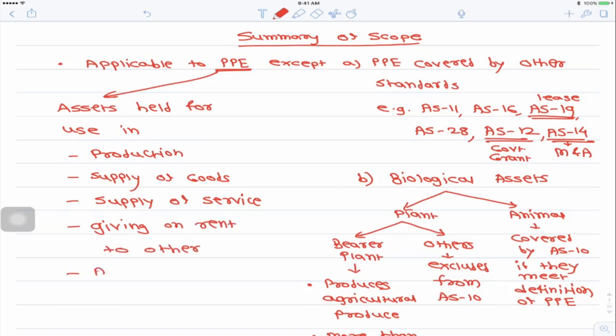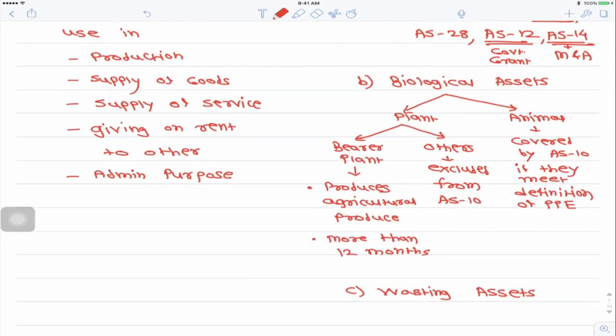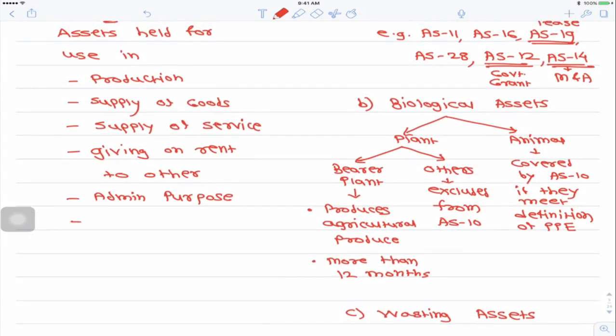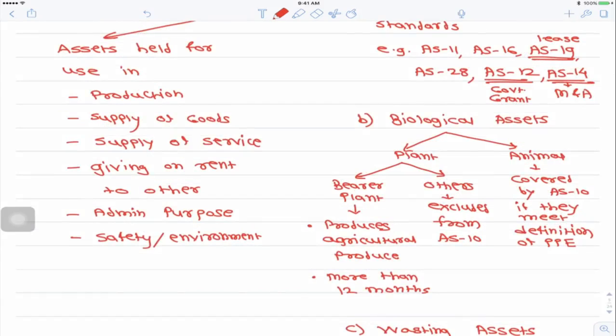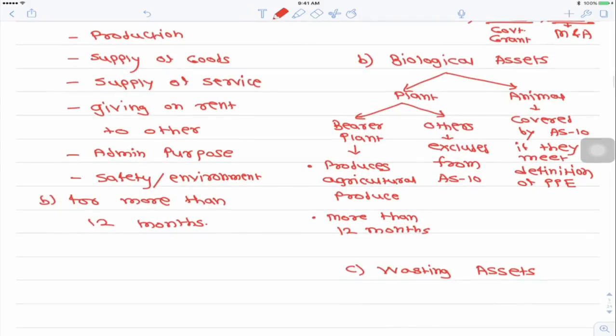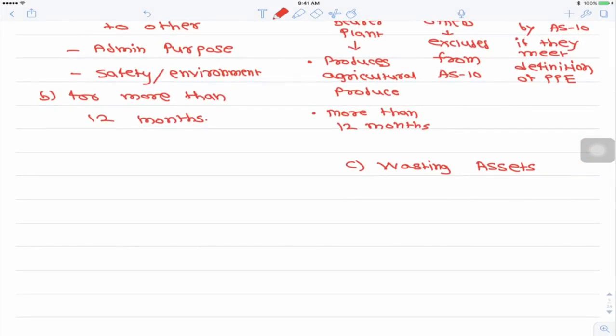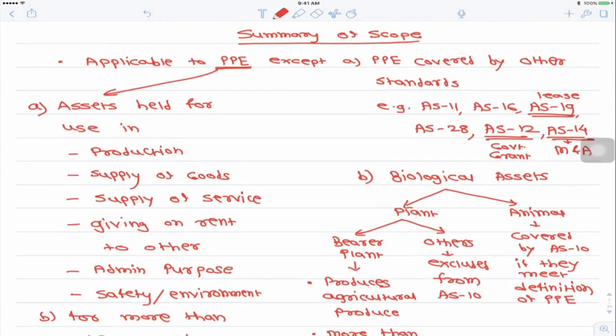Held for admin purpose, held for safety or environment reasons, held for use in, the first condition क्या था, assets which are held for use in these things for more than 12 months. This was a basic point that we did, first point in the scope.